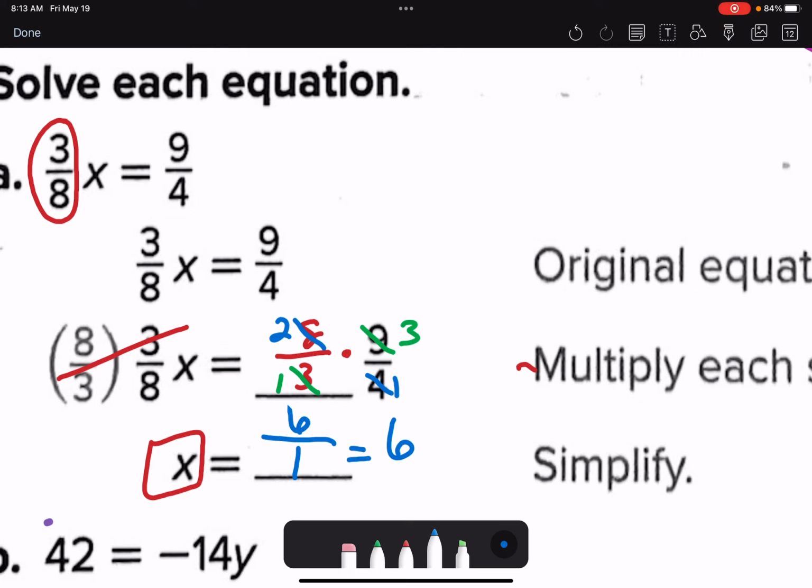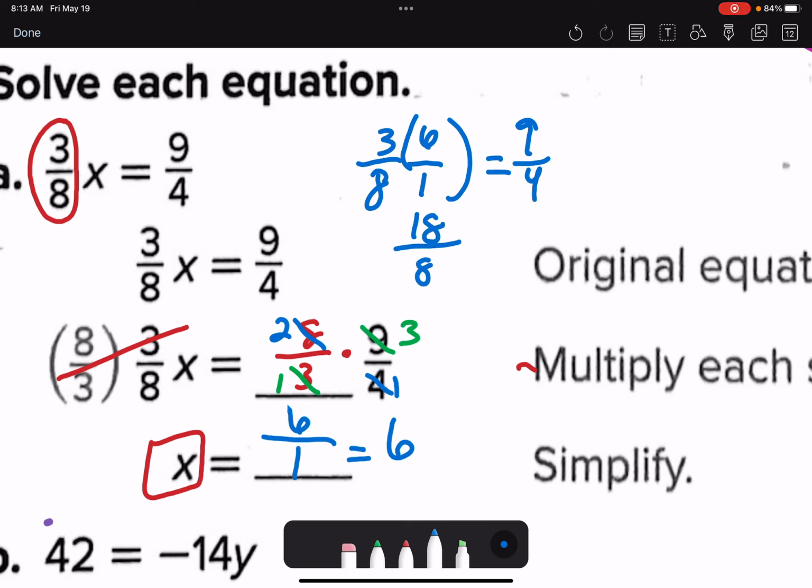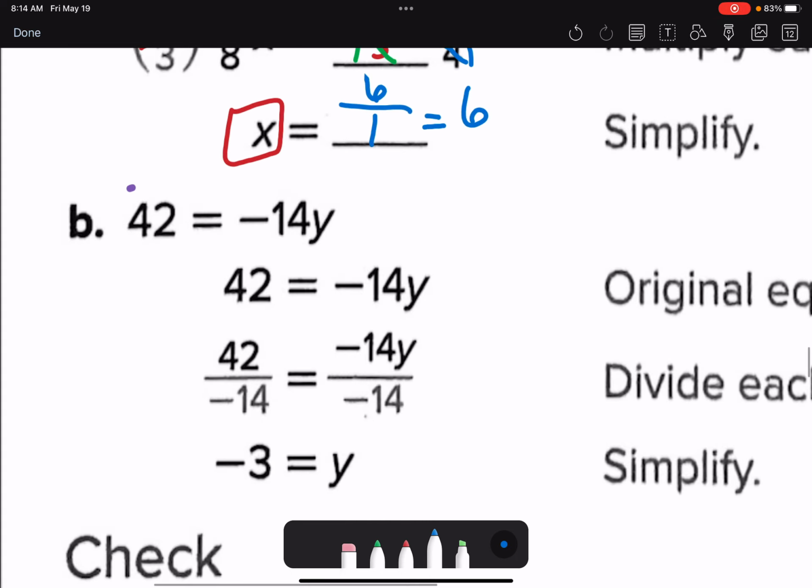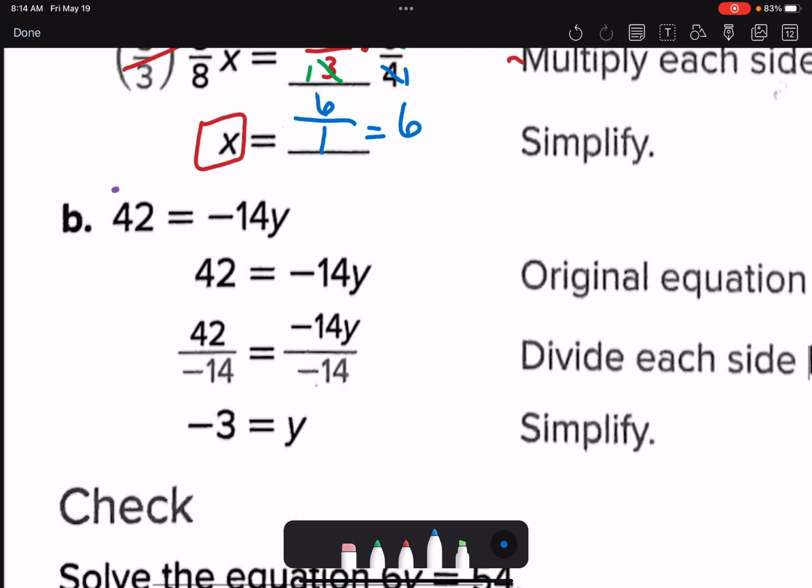And I'll show you right now. If I have 3 over 8 times 6, remember this is 6 over 1 technically, right? 3 times 6 is 18, and 18 over 8 does reduce to 9 over 4. So I am correct. And I do want to identify that because in these fraction situations, I don't want you to freak out and be like, well, 18 over 8 is not 9 over 4. You have to reduce all the way in order to see if it matches.